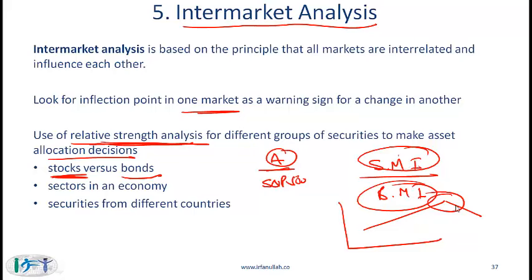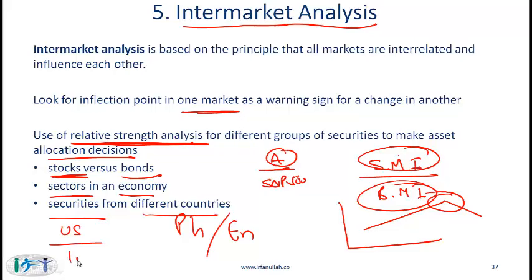So we can use inflection points such as this to make asset allocation decisions between stocks and bonds. We can use a similar analysis to consider the allocation of various sectors in an economy. So this could be done for the pharma sector versus the energy sector. It can also be done for securities from different countries. So you can have the US index divided by the Indian index and do a similar analysis which will help you decide what percentage of your portfolio to have here versus here.